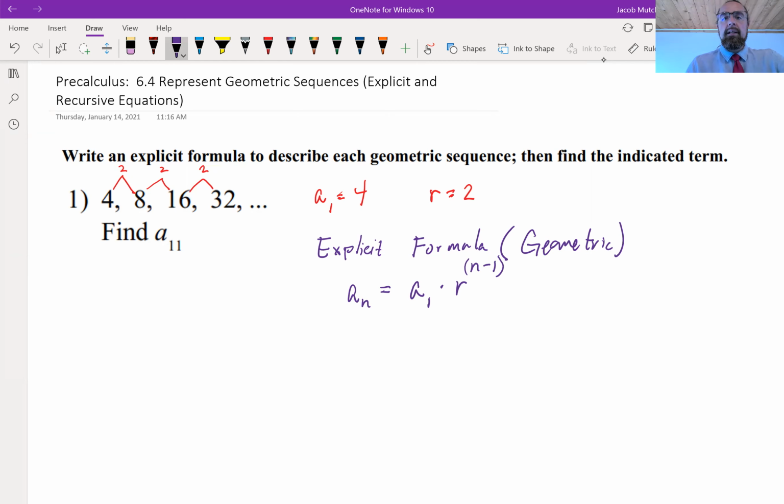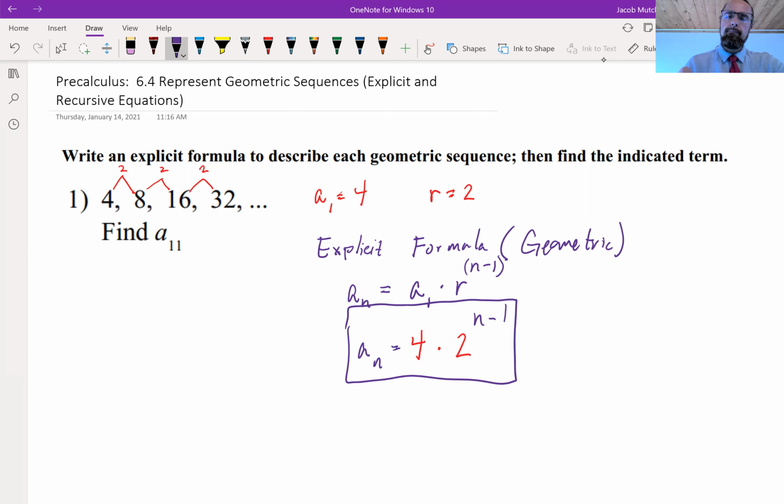So for me to write an explicit equation to represent this geometric sequence, I just need to substitute a sub 1 and r. So we'll do that. A sub 1 again is 4, that's my first term. My base, the common ratio of growth, is 2. And then I just need to fit in the power of n minus 1. And that gives me my explicit formula.